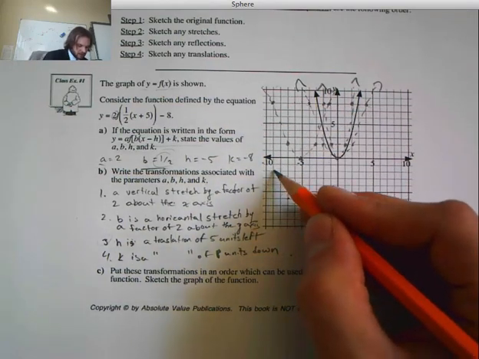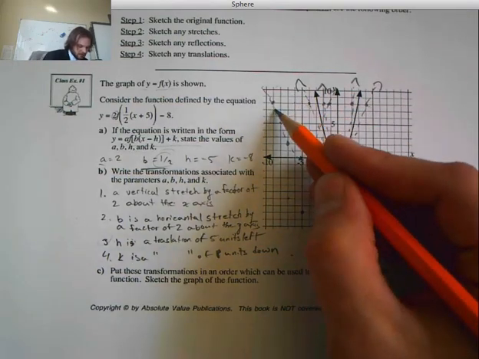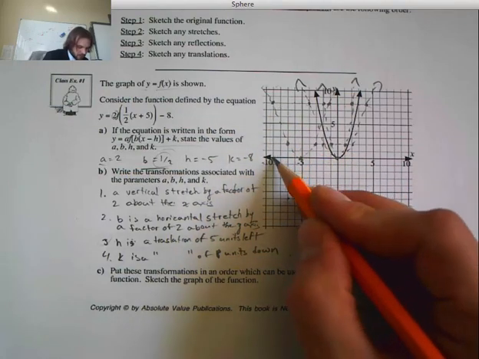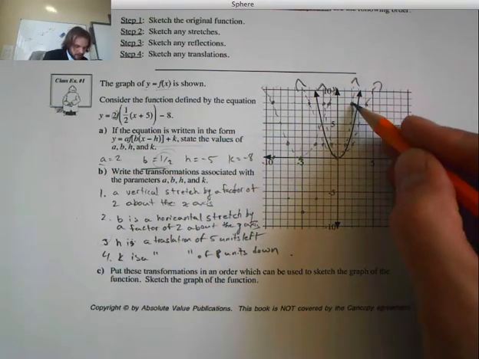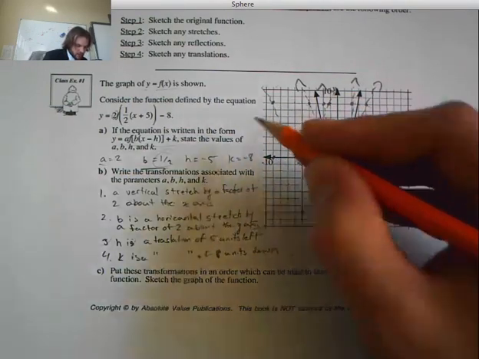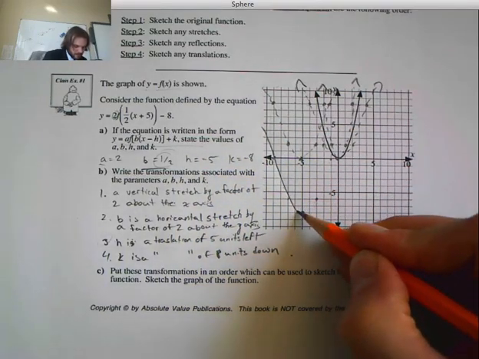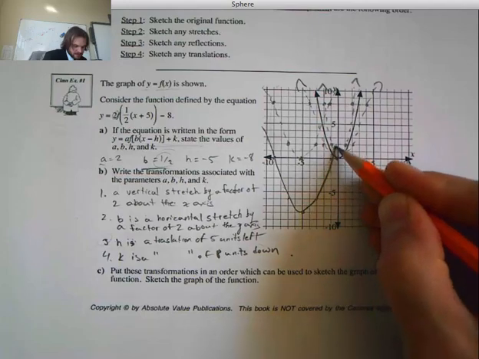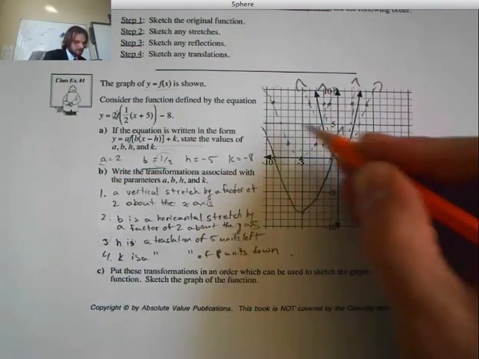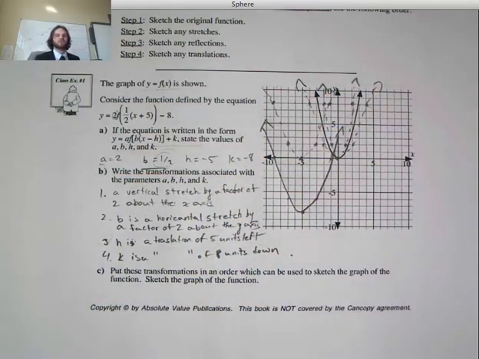This point down 8 units is, what are we? 8? Oh, it's going to be there. This point here, down 8 units is there. So my new graph is going to look something like that. Okay, so there is your graph.